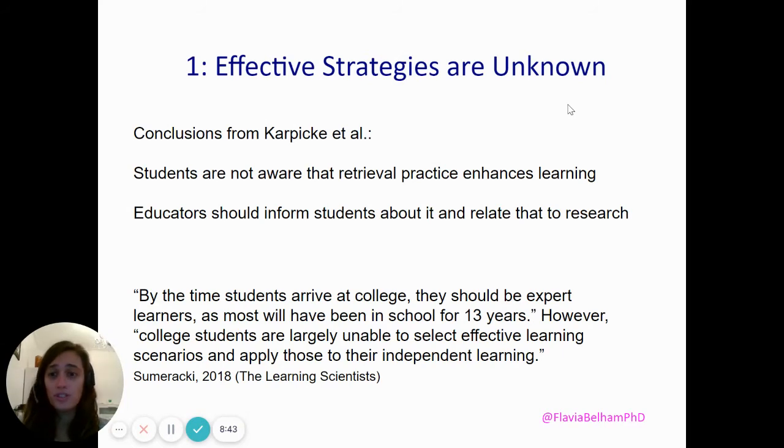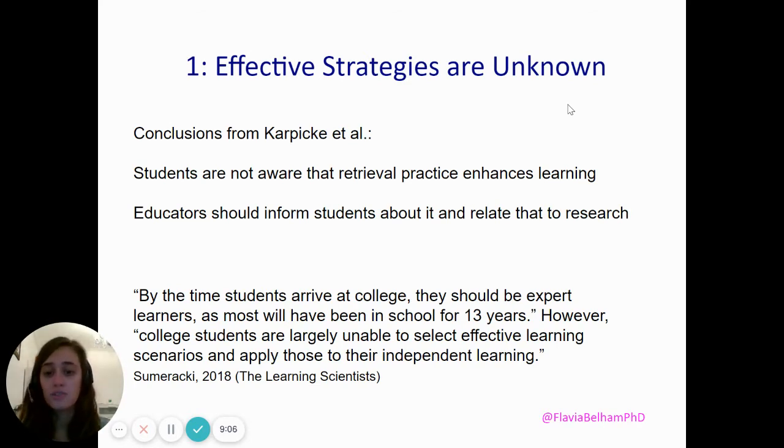So one of the conclusions from Karpicke, from the 2009 paper that I mentioned, is that students are not aware that retrieval practice enhances learning. So educators should inform students about it and relate that to research. So it's our job as teachers to tell students what kind of strategies are there, which ones are based on research, which ones are proven to work, and which ones are not.